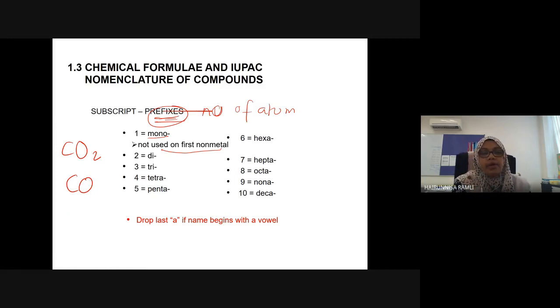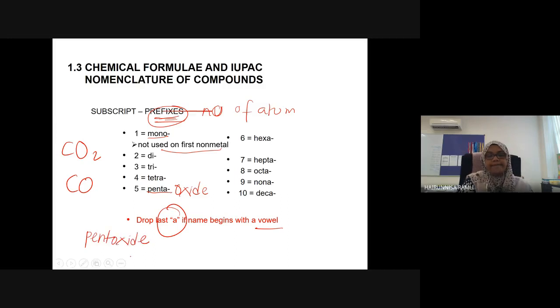Okay, and then you have to drop A if the name begins with a vowel. Meaning, for example here, penta, you combine with oxide, oxygen. We won't name it penta oxide, we just call it pentoxide. Same also for A, actually mono is the same.